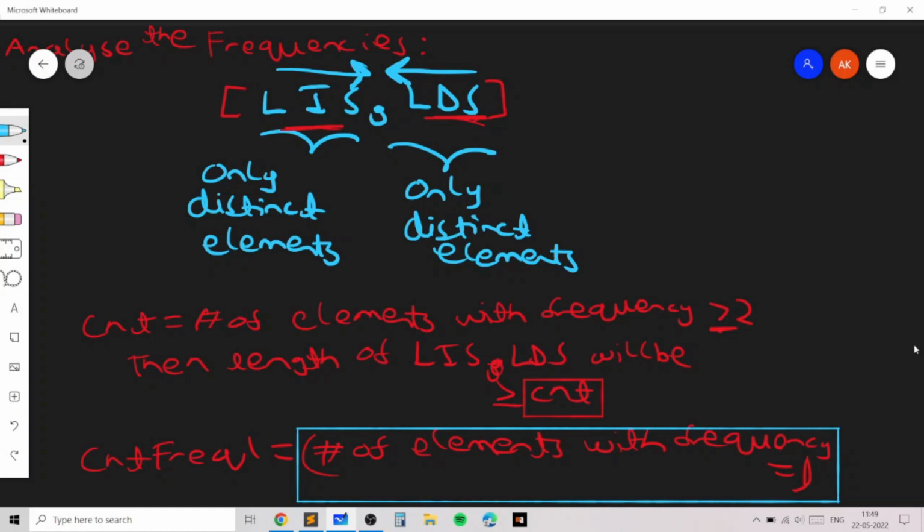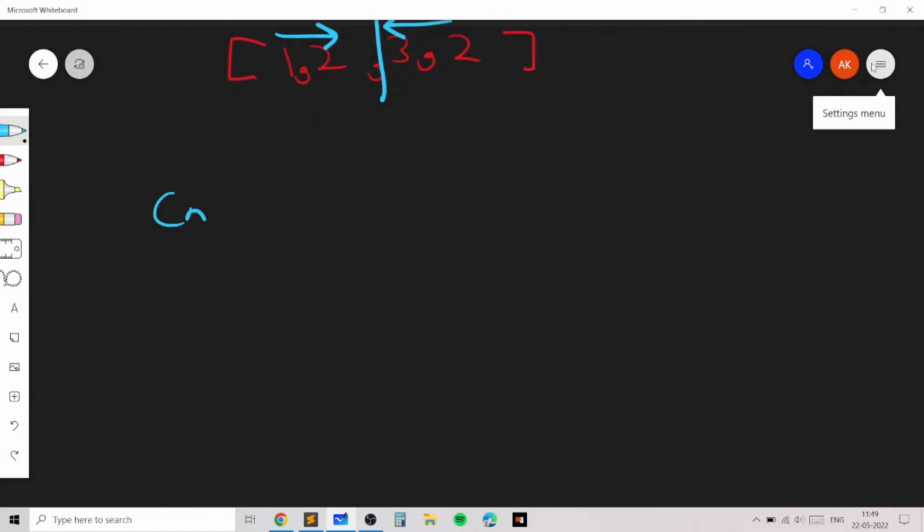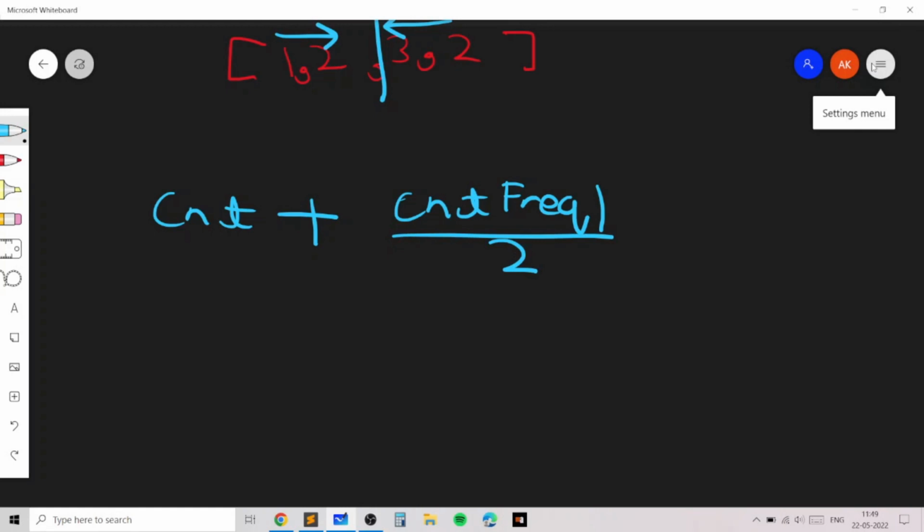So let's try to find an expression just using count and count frequency 1. As I said, the answer will rely on the fact that count elements will belong to both sides. So you're going to add count to some quantity. Now in the normal case, when count frequency 1 is exactly an even number, then we just divide them evenly into both halves.